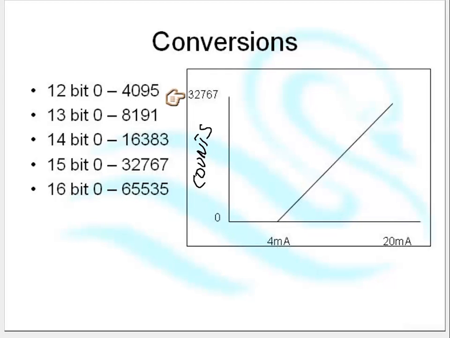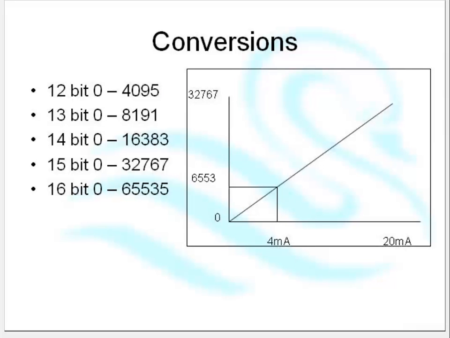Unfortunately, that is not what most PLC manufacturers do. This is what most PLC manufacturers do. 0 milliamps is 0 counts, which means 4 milliamps is 6553 counts, and 20 milliamps is 32767 counts, which means that if you want to know what 12 milliamps is, goodness knows what. It's a horrible thing to work out. So it's a bit complicated.